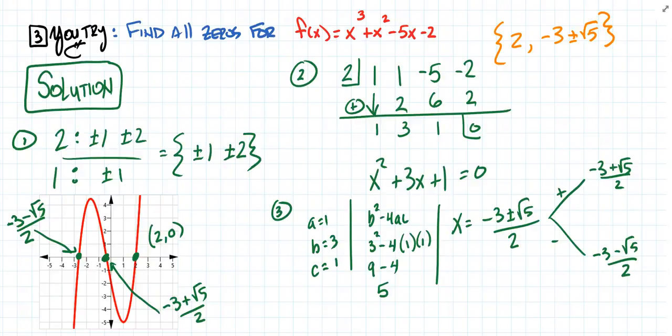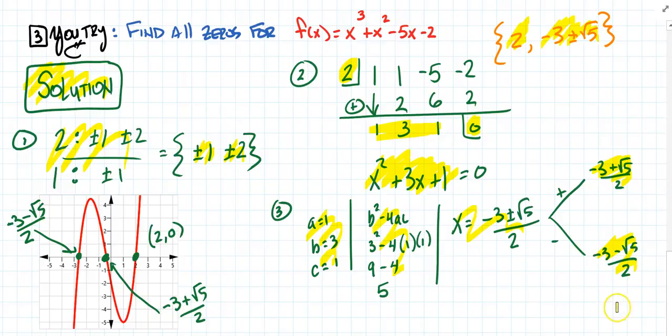Okay, hopefully you got the right answer. The solution was 2 and -3 plus or minus the square root of 5. So how did I do the solution? Well, I first made my list, and I got plus or minus 1, plus or minus 2. I checked to see if 2 was a 0, and it was because I got 0 in the remainder. So I took a look at the remaining factor part, which gave me x squared plus 3x plus 1. I then factored, or solved using the quadratic formula, and I got -3 plus rad 5 over 2, -3 minus rad 5 over 2.